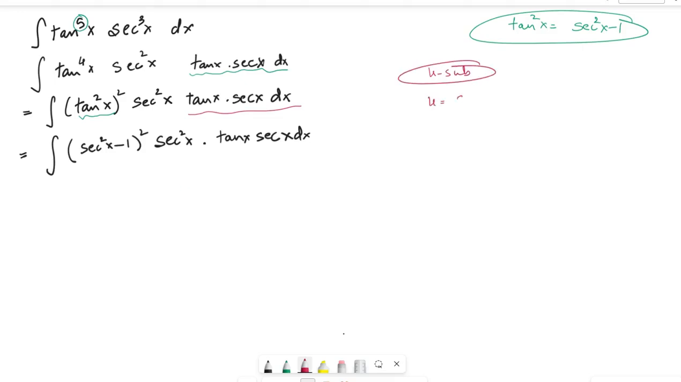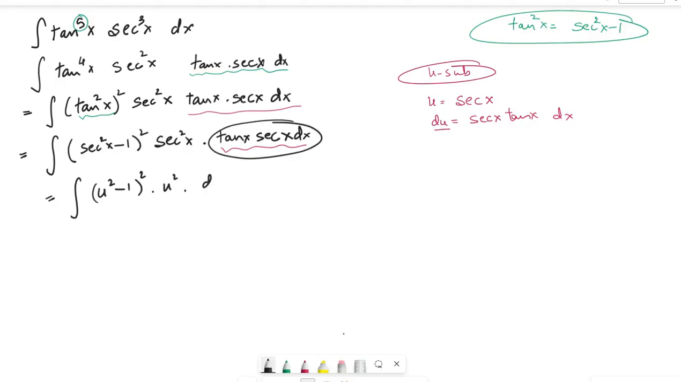Now we can use the u-sub method by putting u equal to secant x. So differentiating, du will be secant x tangent x dx. So this part is du. In place of secant squared, we have u squared minus 1, whole squared. Secant squared is u squared, times this whole thing is du.